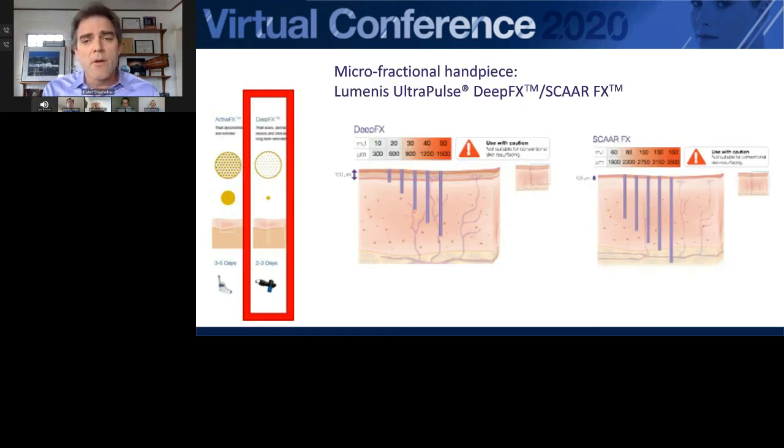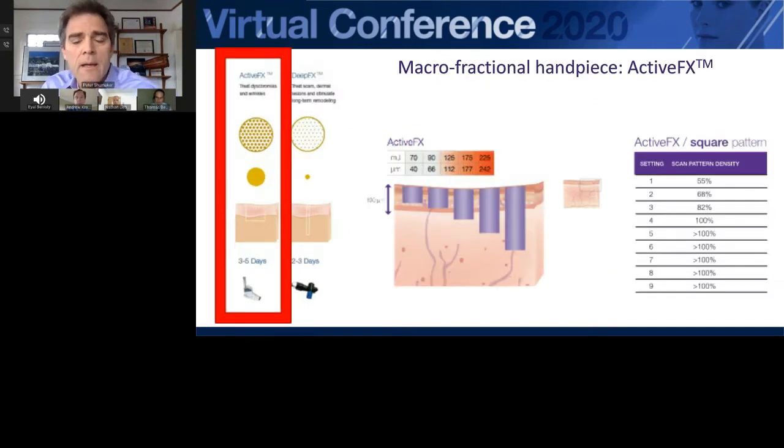Deep FX, Scar FX is just software. It lets you tap into different settings. With Deep FX, 50 millijoules is the maximum pulse energy, which gets you down to about 1.5 millimeters. Scar FX lets you dial in greater pulse energies and depths up to 3.5 millimeters. Active FX, again, you can get up to a couple hundred microns.